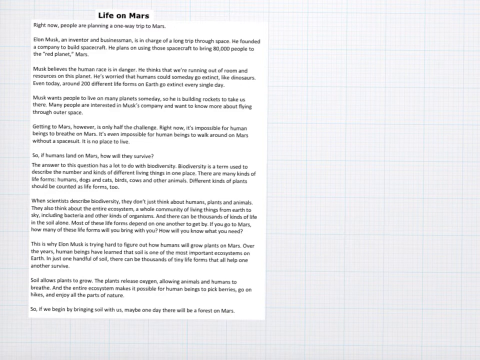Over the years, human beings have learned that soil is one of the most important ecosystems on Earth. In just one handful of soil, there can be thousands of tiny life forms that help one another survive. Soil allows plants to grow. The plants release oxygen, allowing humans and animals to breathe. And the entire ecosystem makes it possible for human beings to pick berries, go on hikes, and enjoy all the parts of nature. So if we begin bringing soil with us, maybe one day there will be a forest on Mars.